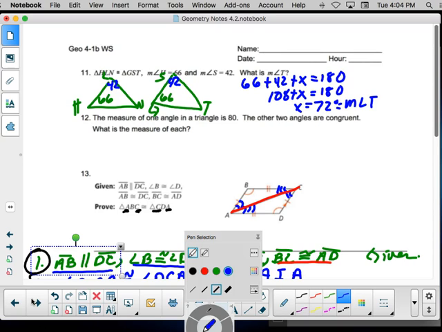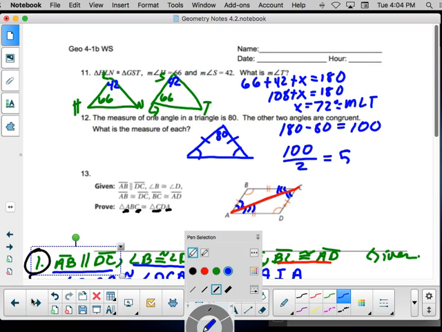Now in 12, the measure of one angle in a triangle is 80. The other two angles are congruent. What's the measure of each? So if one angle is 80, that means I have an isosceles triangle. This is 80 degrees, and the other two are congruent because base angles are congruent in an isosceles triangle. Even if I didn't know that, I knew that I had 180 minus 80, which is 100. Well, the other angles are the same. They are both 50 degrees.